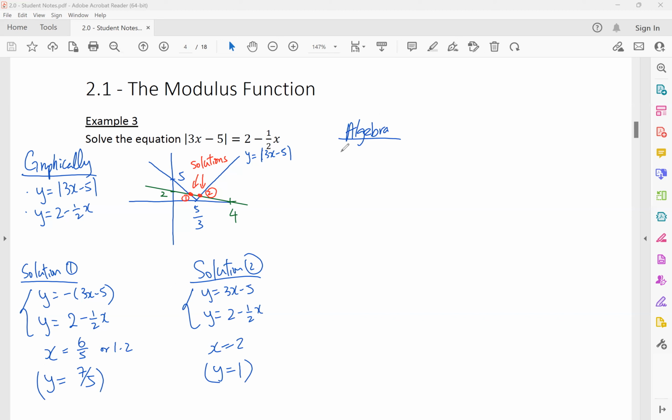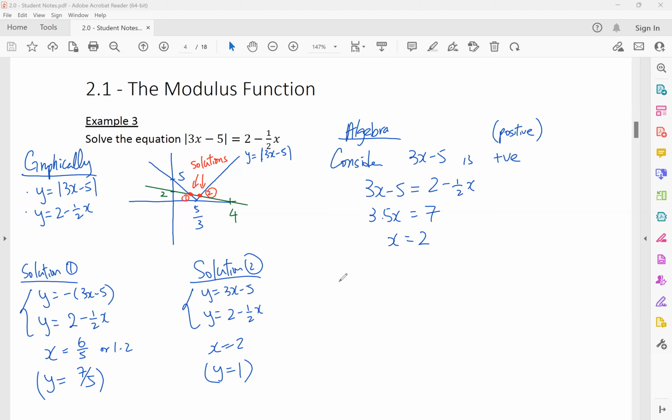Now, algebra way, we're going to consider two things, because inside the modulus it could be positive, it could be negative. Consider 3x minus 5 is positive. Then, if it's positive, when you do a modulus of a positive, it does nothing. So 3x minus 5 equals 2 minus a half x. We're going to solve it in there, plus a half x, 3.5x, minus 2 to the right side becomes a 7, divided by 3.5, x equals 2.